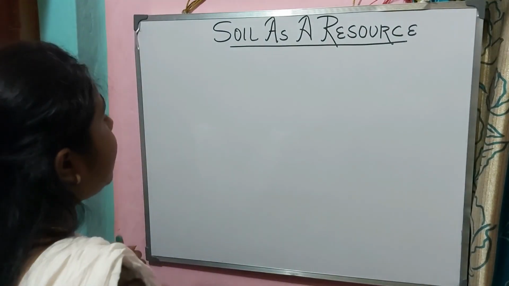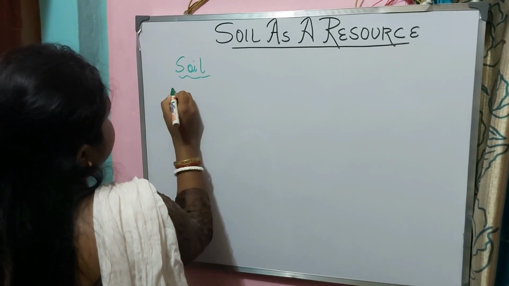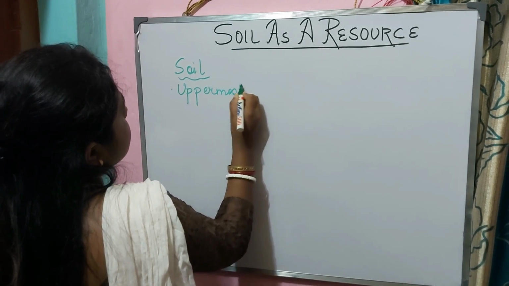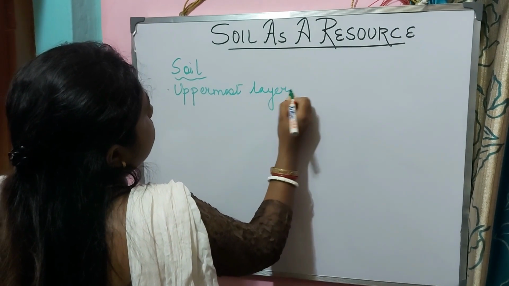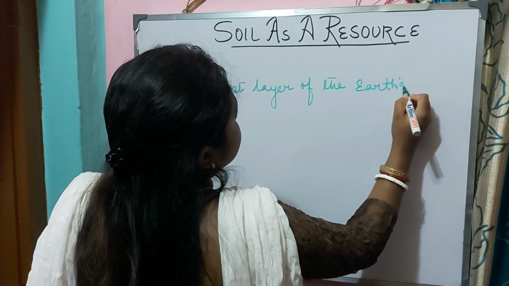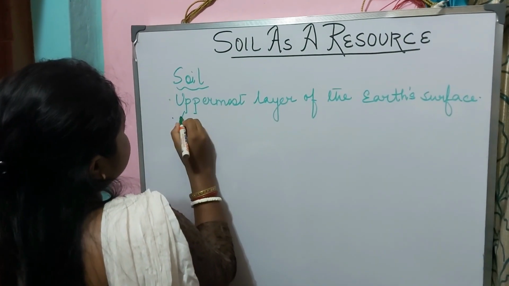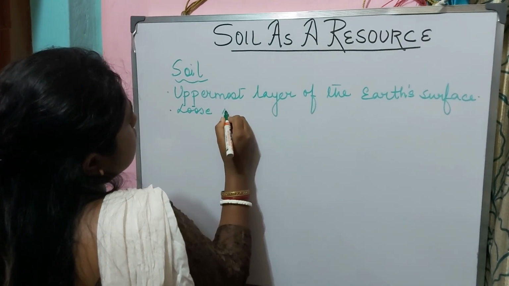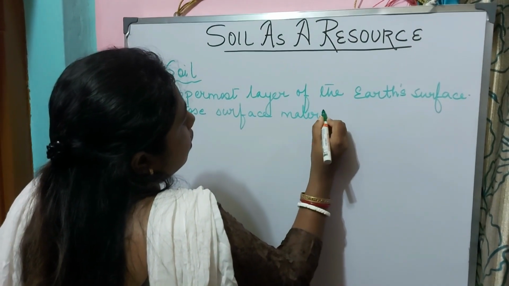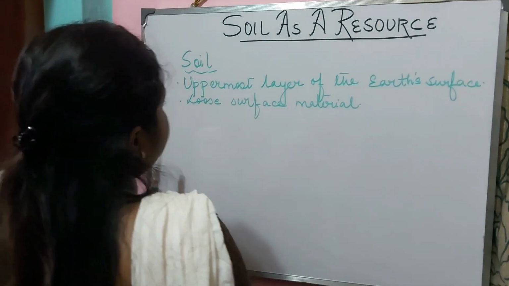So what do you mean by soil? Soil is the uppermost layer of the earth's surface. We can also say that soil is a loose surface material. Now, let us understand the composition of soil.